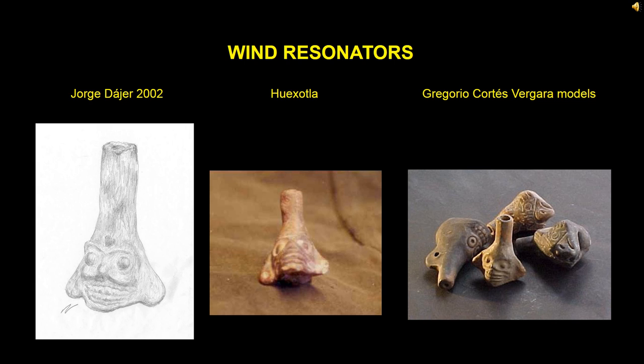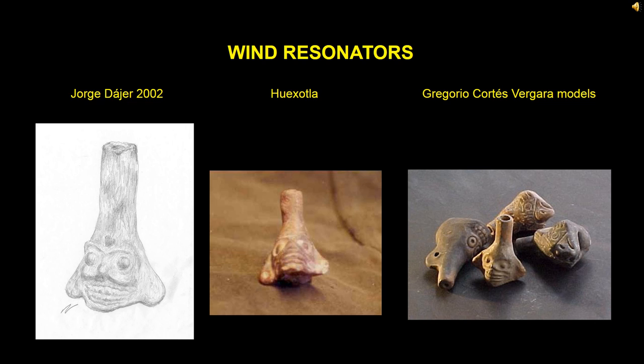In 2002, I discovered a photo of the first known wind resonator from the collection of musical composer Jorge Dacher, here shown in a drawing. Another very similar one from Huexotla, Estado de México, belongs to the collection of Gregorio Cortés Vergara and his brother Mario.